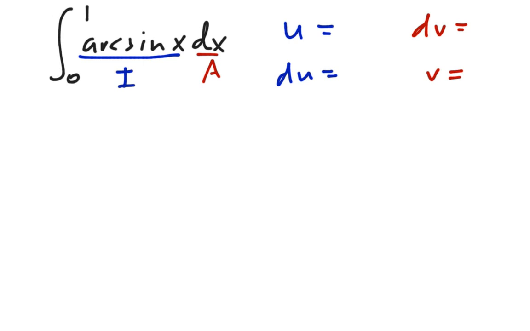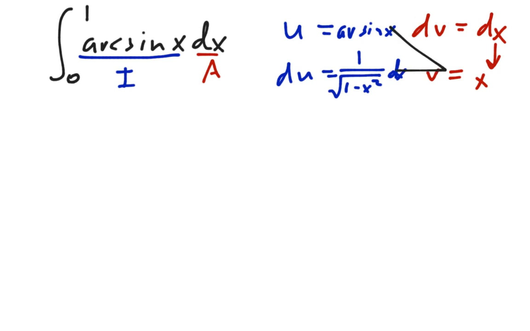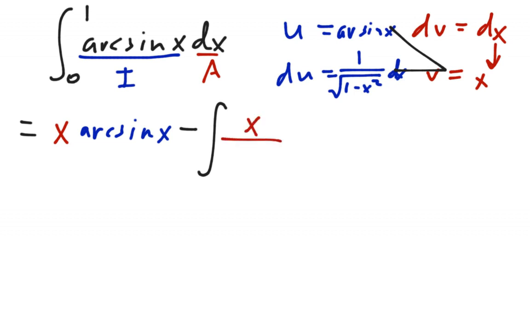Plug stuff in. u is arc sine x, so therefore du is 1 over the square root of 1 minus x squared dx. dv is dx, and so when we integrate dx we get x. Therefore I can use the shape, and we get that this integral equals uv minus the integral of v du. So we'll have x times arc sine x minus the integral of x divided by the square root of 1 minus x squared dx.